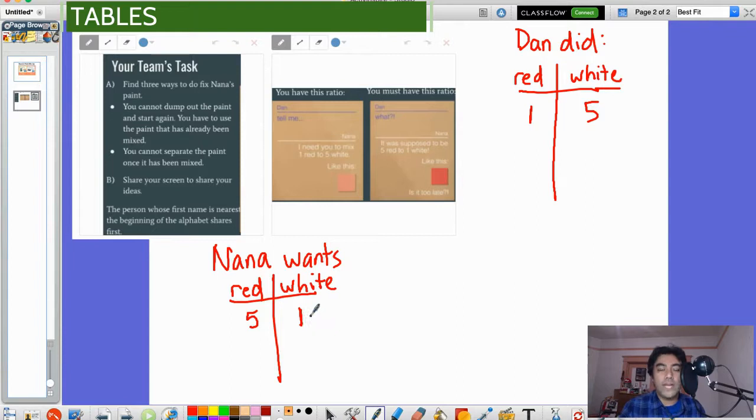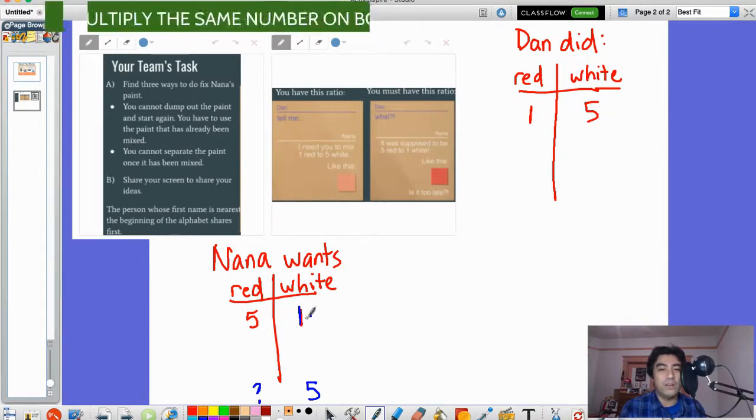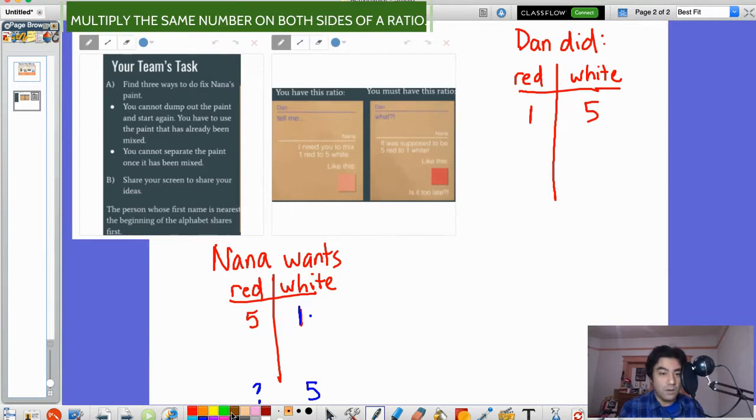I wonder what would happen if we went from 1 to 5 white. Dan already has 5 white. So here's what I want to see. I want to see how much would go here for red if we already have 5 white. I want to go from 1 to 5. So one way to do this is to use that multiplication trick that we have. We could multiply by 5. And then 5 times 5 would be 25.